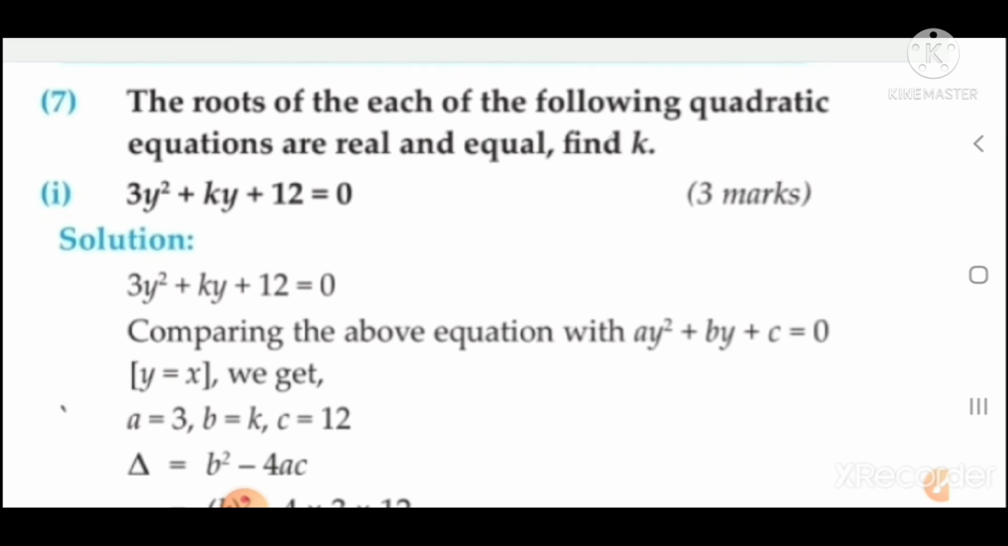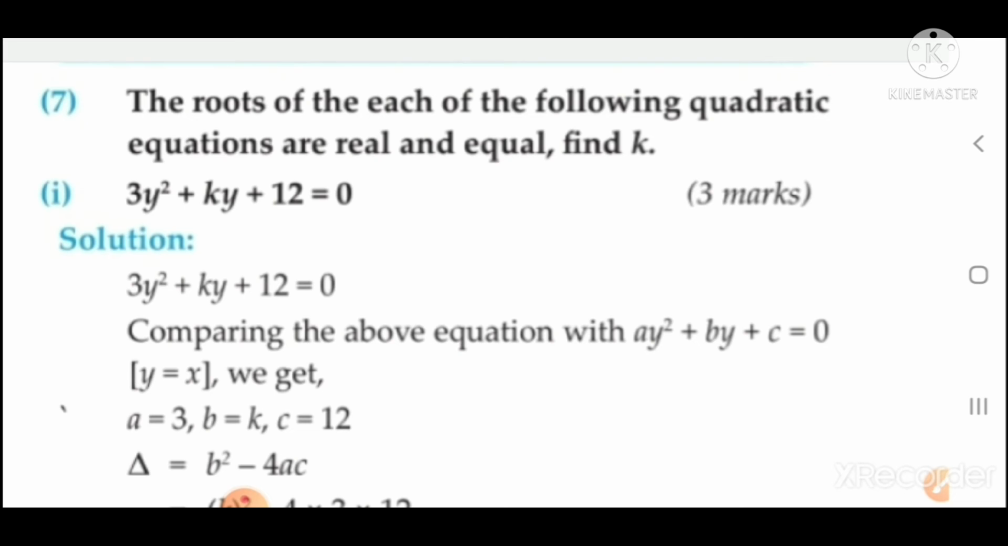The roots of each of the following quadratic equations are real and equal. Find k. They have given one quadratic equation, that is 3y square plus ky plus 12 equal to 0. They have told us that the nature of these roots is real and equal. Now we know what is the nature of the roots, what is real and what is equal, right? You have to find the value of k, 3 marks sum.